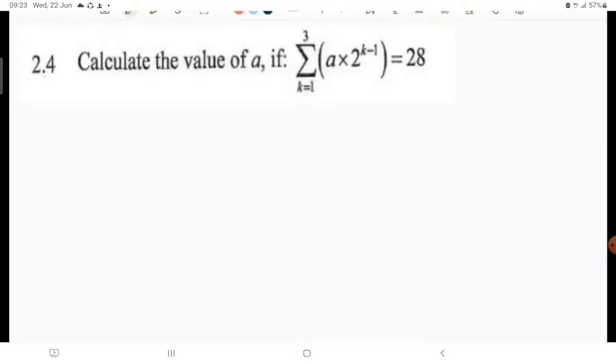Okay, question number 2.4. It says calculate the value of a, which is this one, if the sum of all this thing is equal to 28. The fact that there is this sigma, you must know that this is the sum of this thing, which means Sn of a number of terms is equal to 28. So the sum is 28.